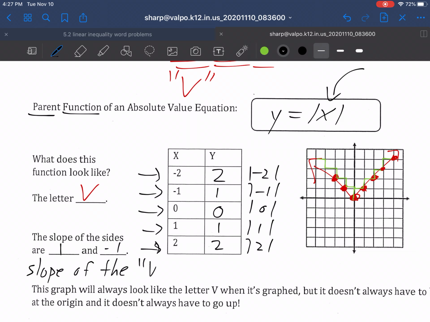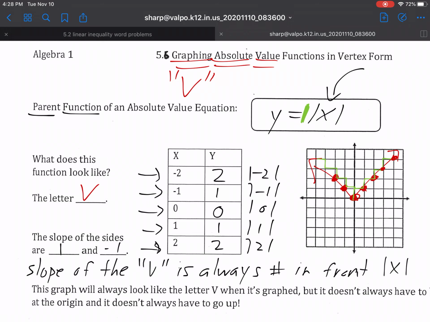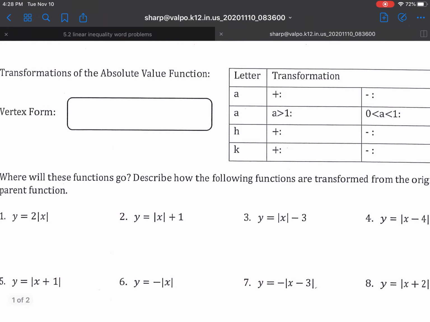That's very helpful, because what you'll notice then is the slope of the absolute value graph, I'll call it the V, is always the number in front of the absolute value. So in this specific example, you can see right here that my graph happened to have a 1 right in front. But if there was a 2 there, you would slope differently, and we'll talk about that in a little bit.